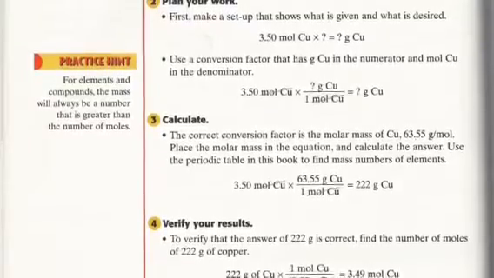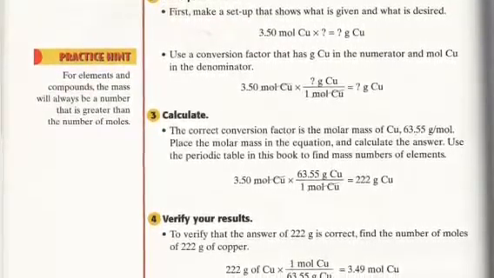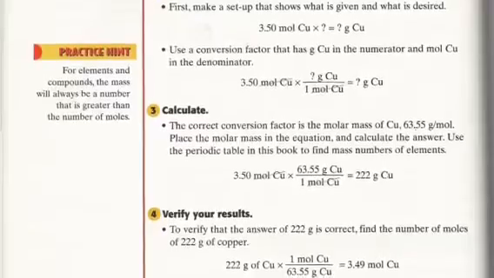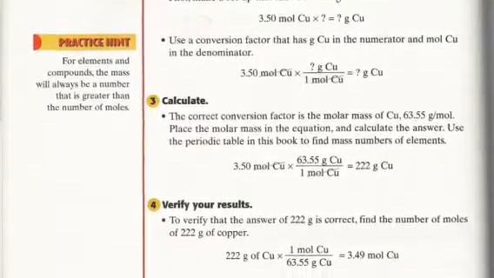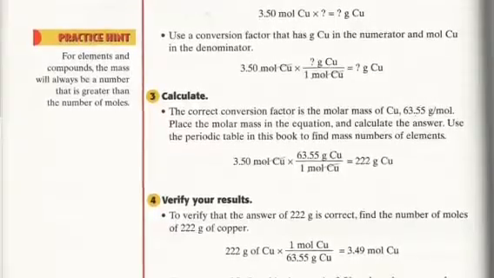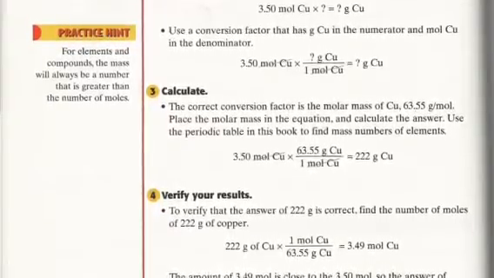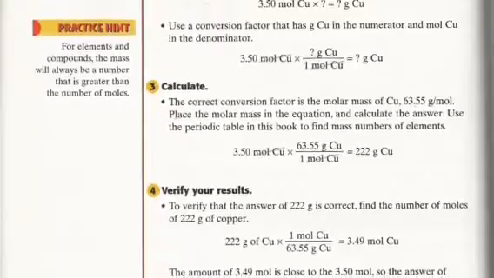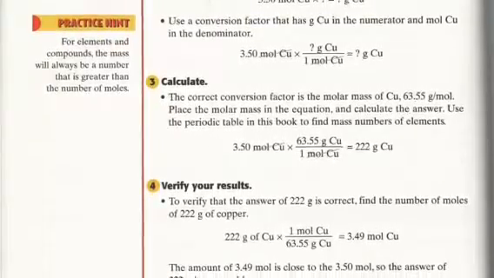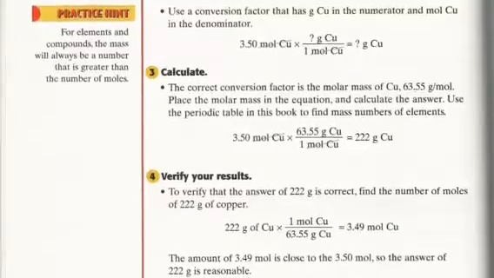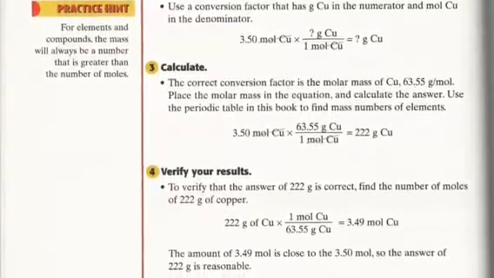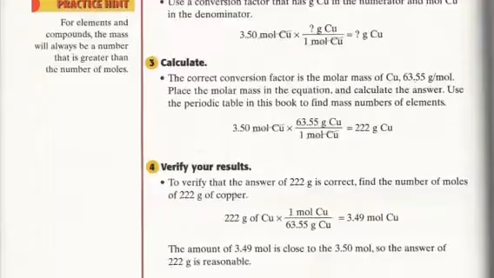Step 3. Calculate. The correct conversion factor is the molar mass of copper, 63.55 grams per mole. Place the molar mass in the equation and calculate the answer. Use the periodic table in this book to find the molar mass of elements. 3.50 moles copper times 63.55 grams copper divided by 1 mole copper equals 222 grams copper.